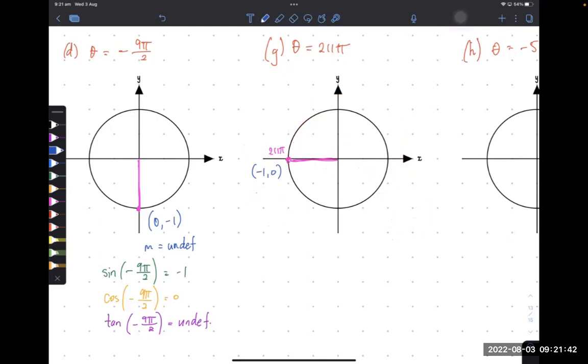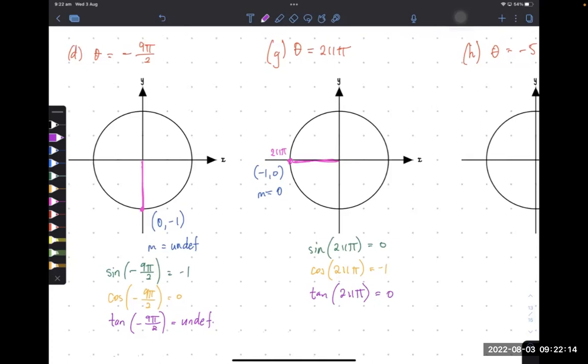Coordinate is negative 1, 0. The gradient here is a flat line, horizontal. So what's the gradient? 0. So sine of 211 pi is 0. Cos of 211 pi is negative 1. And tan of 211 pi is also 0.